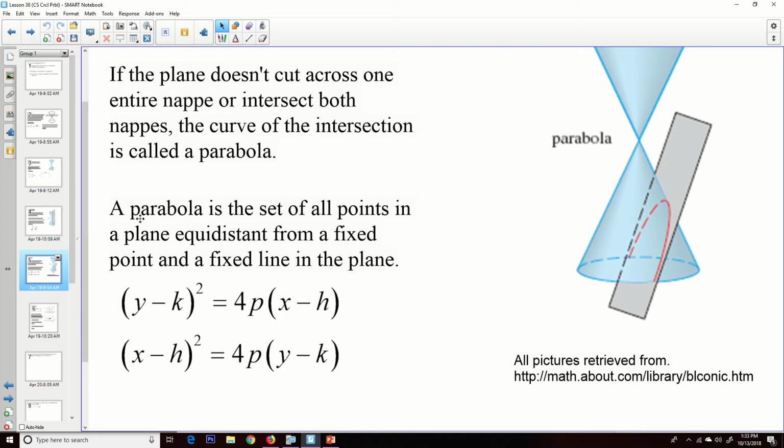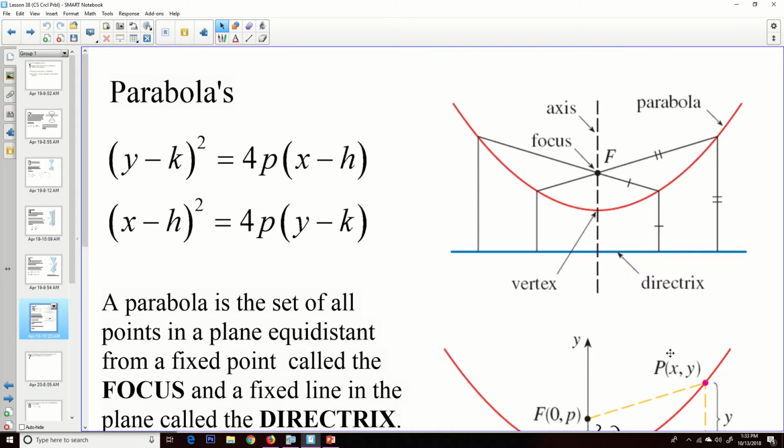And so when I say that a parabola is the set of all points in a plane that is equidistant from a fixed point and a fixed line in the plane, I am talking about essentially this thing right here. And so if I say I have a fixed point that they're going to call F and a fixed line, this blue line right here, the parabola, this red curve, is going to be the collection of all of the points that are equidistant from this focus and this thing that they call the directrix.